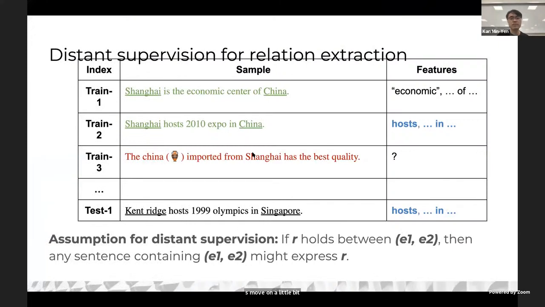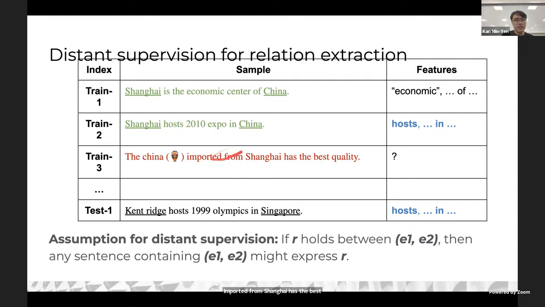Okay, so our purpose is to learn the mapping or the pattern for E1 and E2, which satisfy the relation of "a place in", okay? But the extracted distant supervision data is pretty noisy. Let's say the first two examples are valid. Okay, Shanghai is the economic center of China. Shanghai hosts the expo in China. So they express the relation of "a place in", okay? But in data three, it's not the case, because China here expresses porcelain attributes. So it's the ceramic of China, not the country of China. Imported from Shanghai has the best quality.